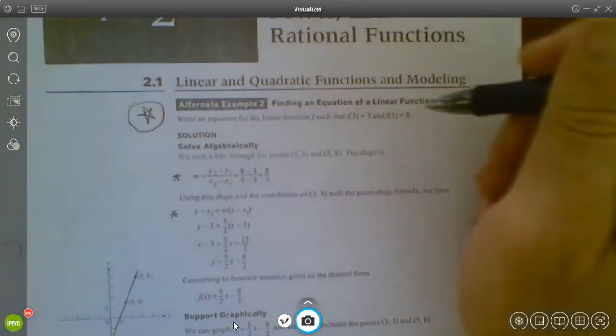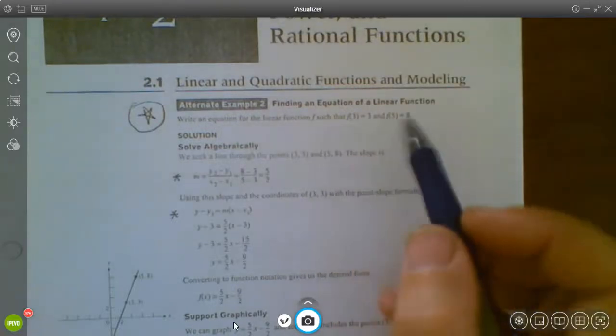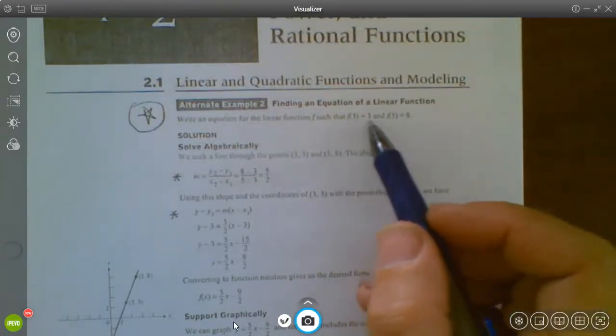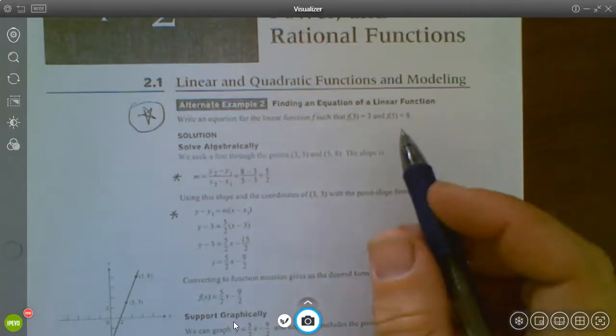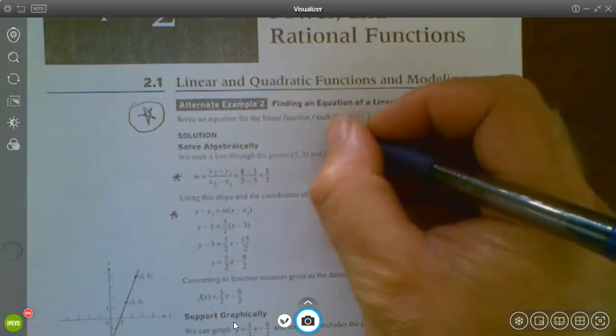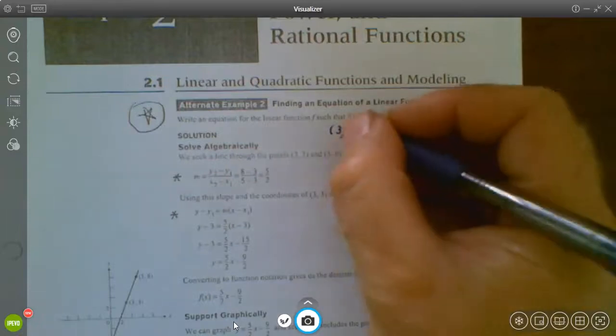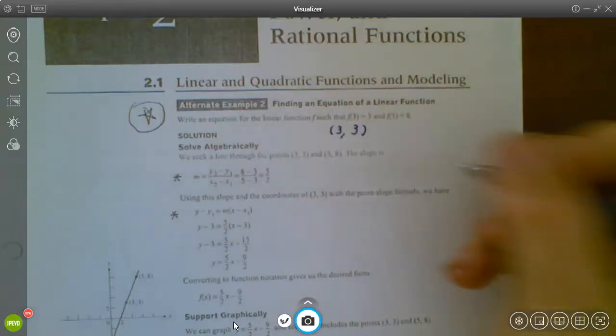So, just finding the equation of a linear function. They're giving us some values right here. When they say something like f of 3 equals 3, just remember how we would interpret that. They're saying if I plug in 3 for x, the result, or the y value, would also be 3. So it's like they're giving us an ordered pair.